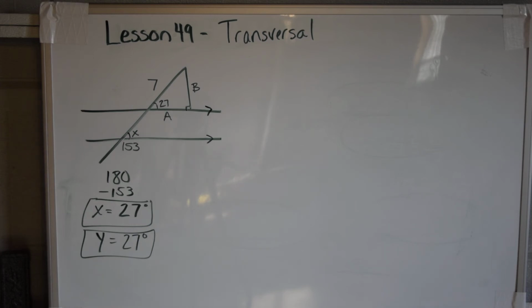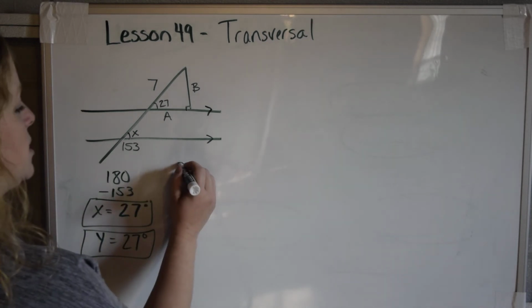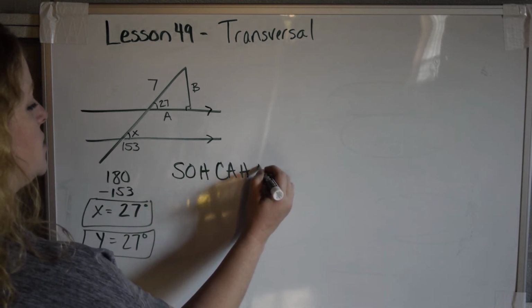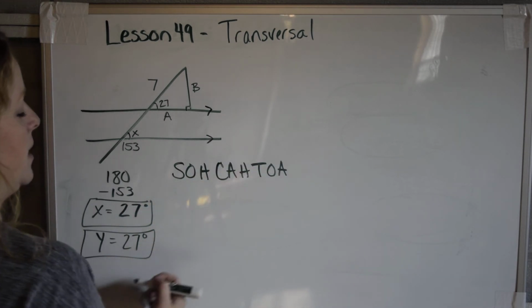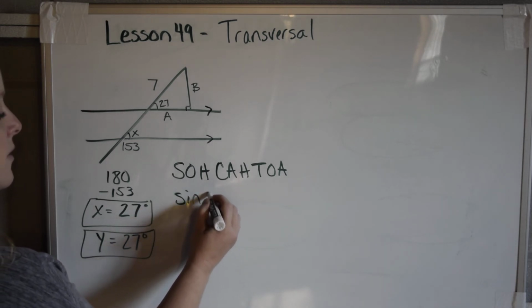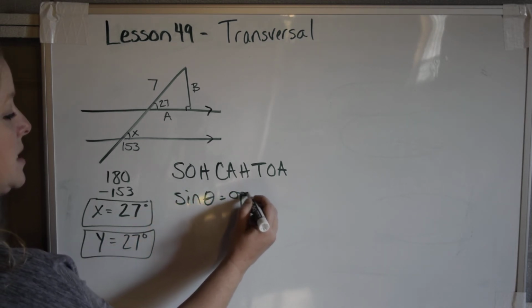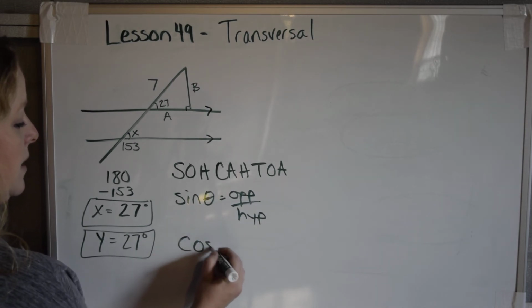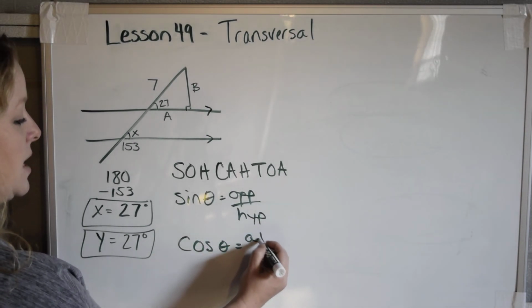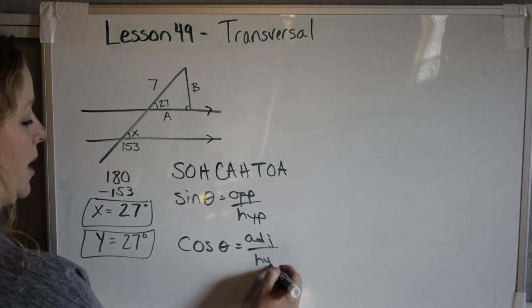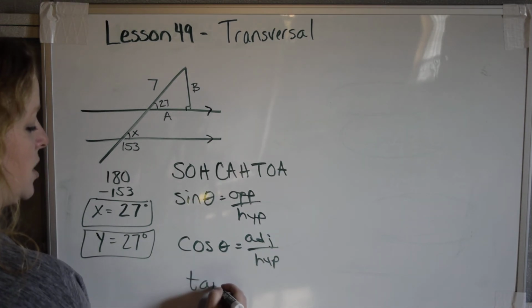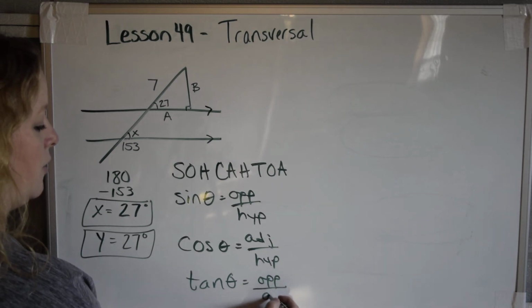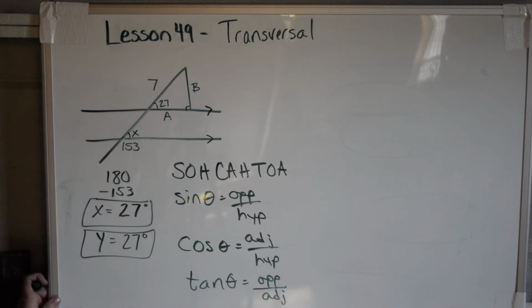So real quick trig review. SOHCAHTOA. That stands for the sine of an angle is equal to the opposite side over the hypotenuse. Cosine of an angle is equal to the adjacent side over the hypotenuse. And tangent of an angle is equal to the opposite side over the adjacent side.